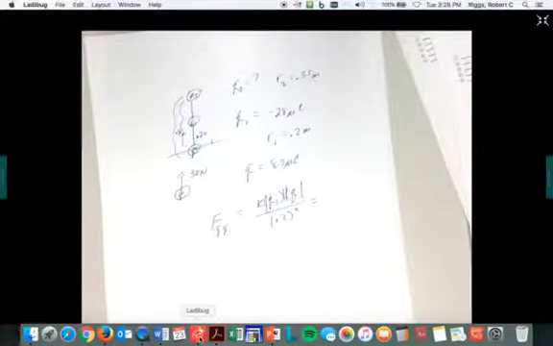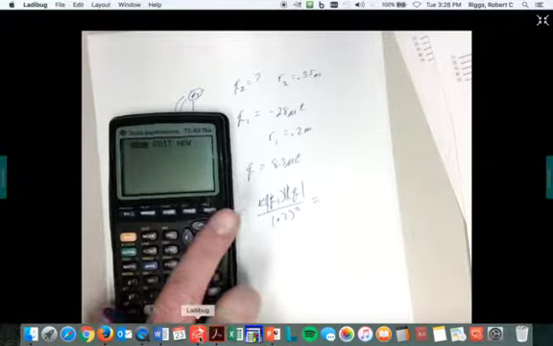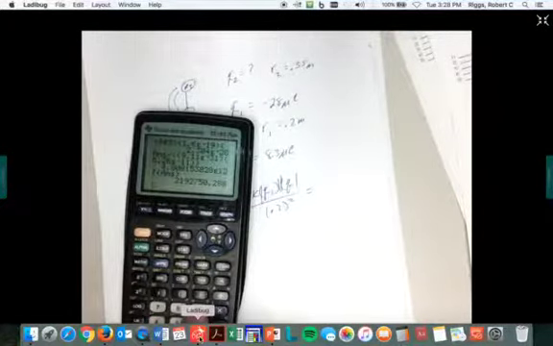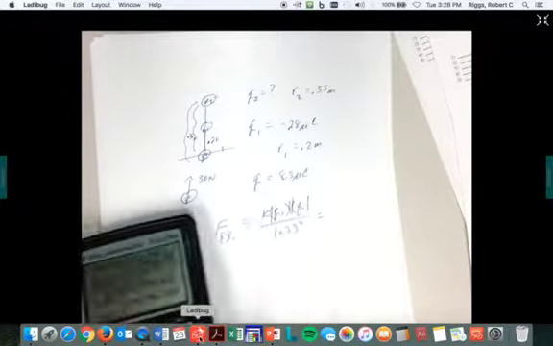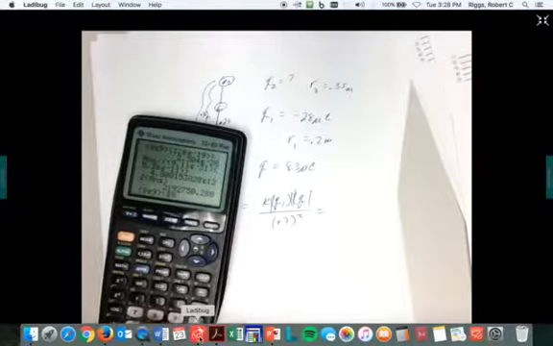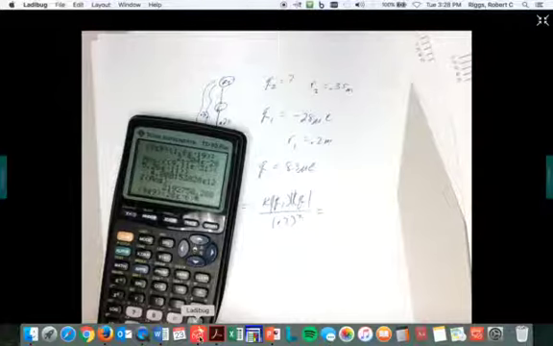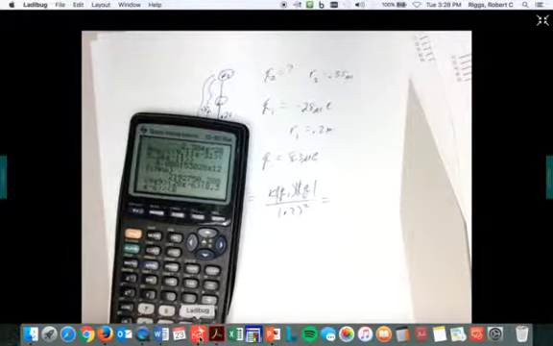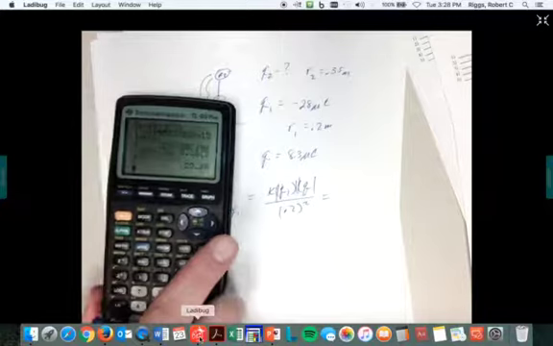And so let's do it. So we'll say K, 9 E to the 9th, times Q1, which is 28 E to the negative 6, because it's microcoulombs, times 8.3 E to the negative 6, divided by, I like to put this in parentheses too, 0.2 squared, is equal to 52.29 newtons.